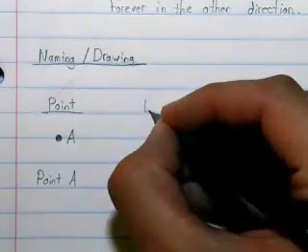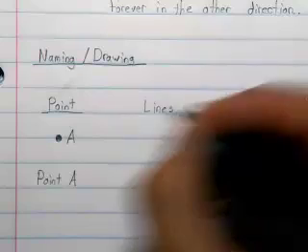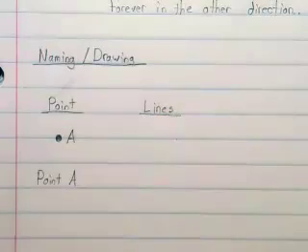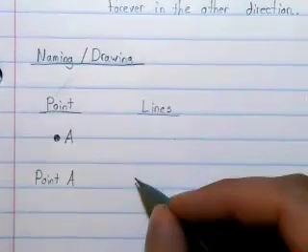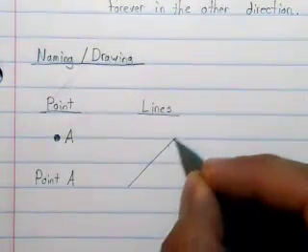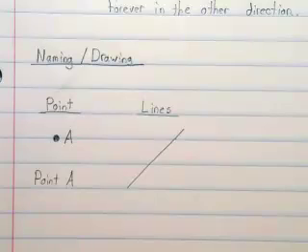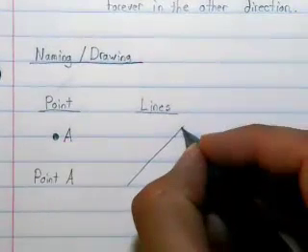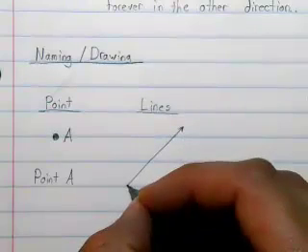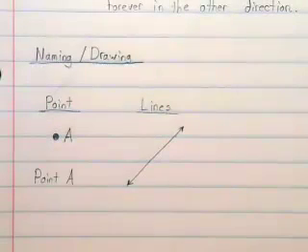Now, a little trickier. To draw a line, you basically just draw a line segment, but then to show that it keeps going in both directions, we put little arrowheads on it. Okay, so that would be a picture of a line and kind of indicating what directions it's going.